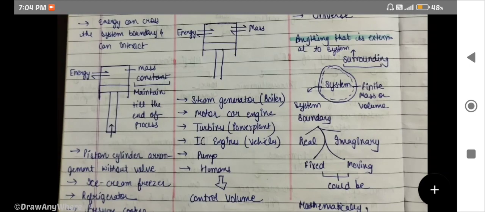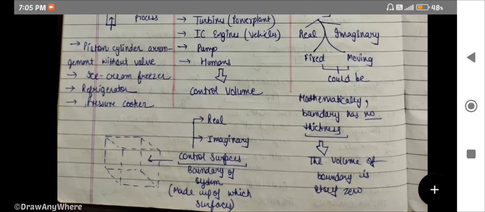As I told you earlier, anything external to a system is the surrounding, and there is a system boundary, and the system has finite mass or volume. The system boundary can be real or imaginary, fixed or moving. Mathematically, the boundary has no thickness, so the volume of the boundary is itself zero. Now what is the control surface? It is the boundary of the system, the surface that makes up the system, like these walls. The control surface can be real or imaginary.